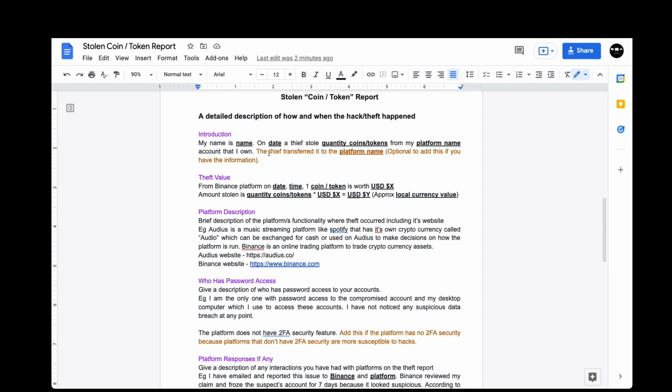Now, if you are able to find out the information of where the thief transferred your tokens to, add this information in as well. Next, you should add the value of the theft. So you can take a reference of a platform and then choose a date and time and find the coin or tokens value and make sure you find out how much is stolen in your local currency. So that can be calculated as quantity of coins multiplied by whatever the currency is to get the total value. And then you've got to do a conversion here in your local currency value if it's not US dollars.